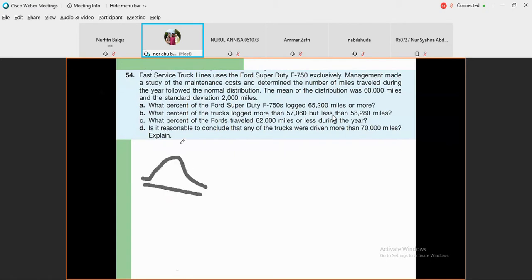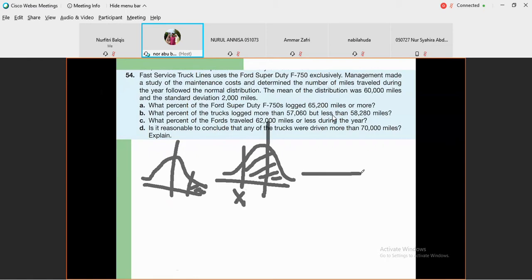more than can be something like this, more than a value here, okay? Or more than can also be something like this. You have a value here, and then you are asked to find what is the probability of more than X. Or sometimes you are asked something like less than. Let's say you have a value of X here. Okay, jadi dia nak tanya less than X.